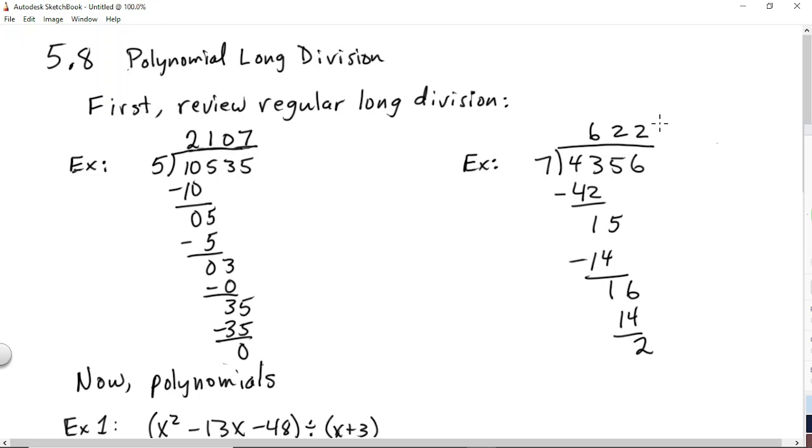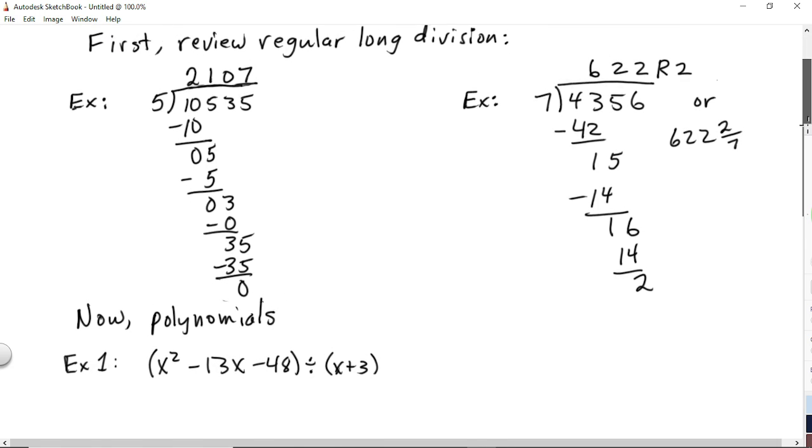So we write R2 up here, meaning remainder 2, or the answer can be written 622, and that 2 means you also have 2 sevenths. Okay, 622 and 2 sevenths, the 7 coming from what we're dividing by. Okay, so that's long division. So now let's do this with polynomials.